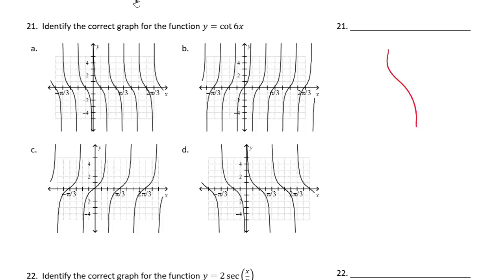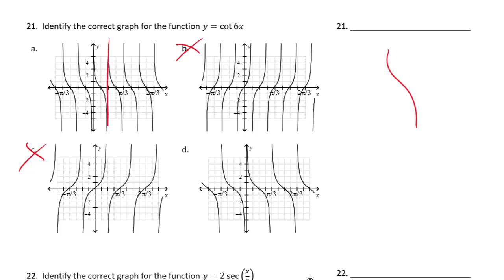So if we know that it's supposed to come down the page, that should rule out a couple. For sure it can't be B, and it looks like it can't be C either, because those ones are actually a tangent graph.